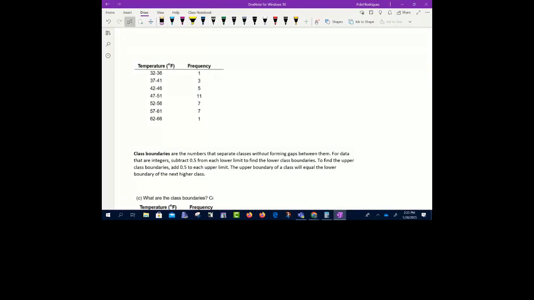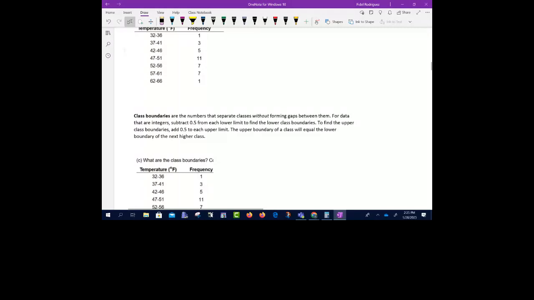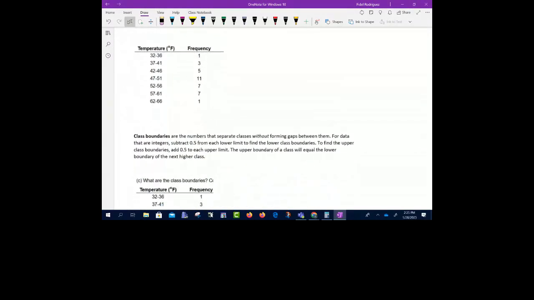So let's take a look, y'all. I'm going to scroll down here, and I'm just trying to figure out, okay, it looks like it's the same kind of table, and let me see what they want me to do. Looks like they want me to find things like class boundaries. Let's go ahead and find midpoints again, y'all. We'll keep it simple. And I'm just going to abbreviate CB for the class boundaries, okay?